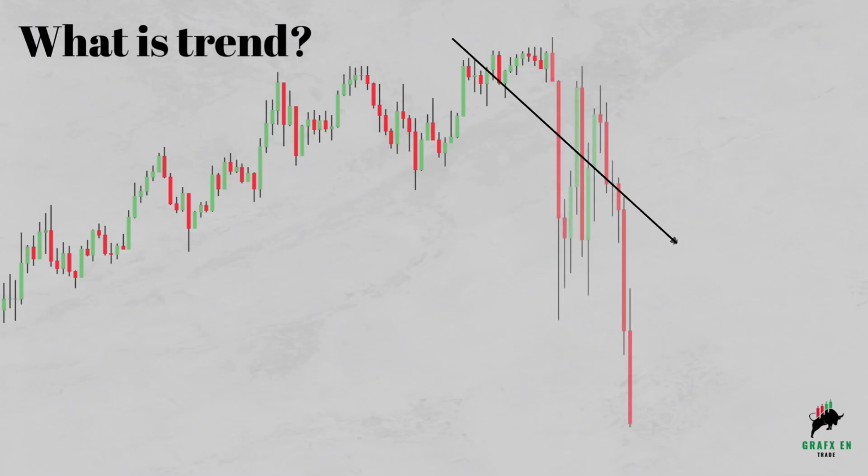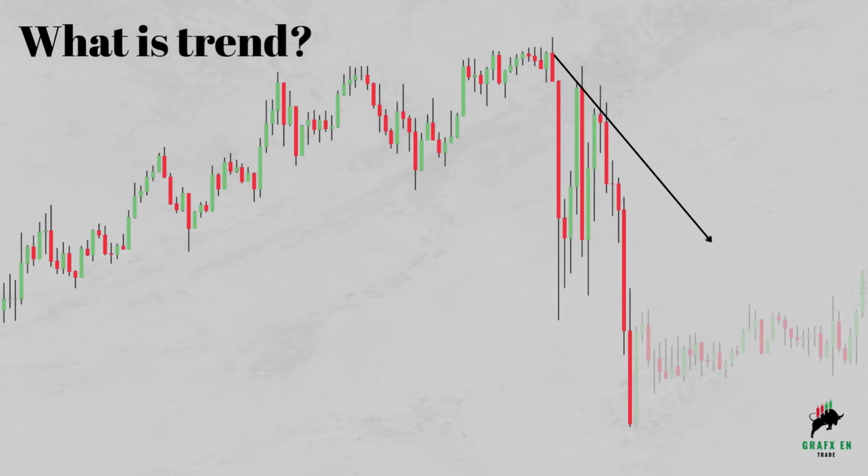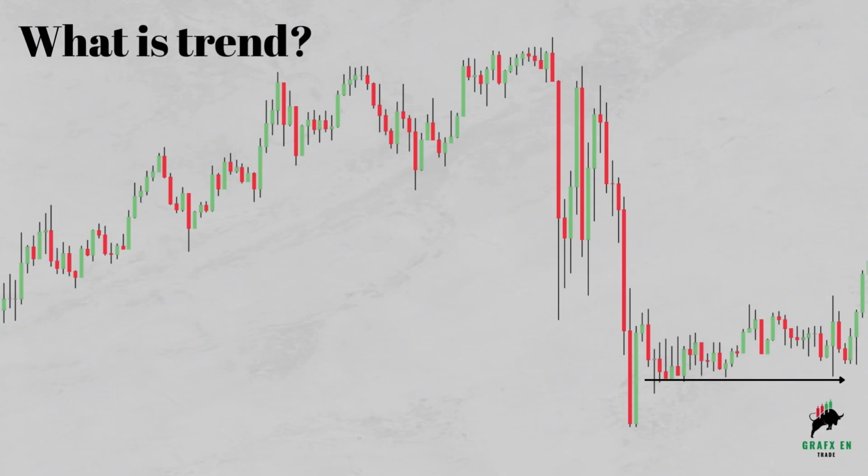Think of it this way. If people are eager to buy, the market flows upward. If selling pressure dominates, the market slides downward. If indecision takes over, the price consolidates. That's why understanding the trend is critical. If you move against the market's mood, you'll keep losing, just like I once did.